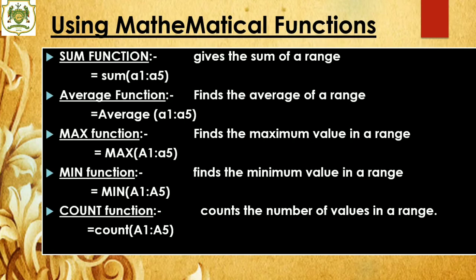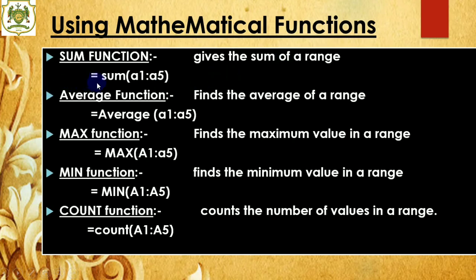First is the sum function. It simply gives the total of the whole range of values. Second is the average function. We normally write average only to find out the average. Then we have the max function. The max function basically finds out the maximum value in a range of cells. Then we have the minimum function, which simply finds out the minimum value.